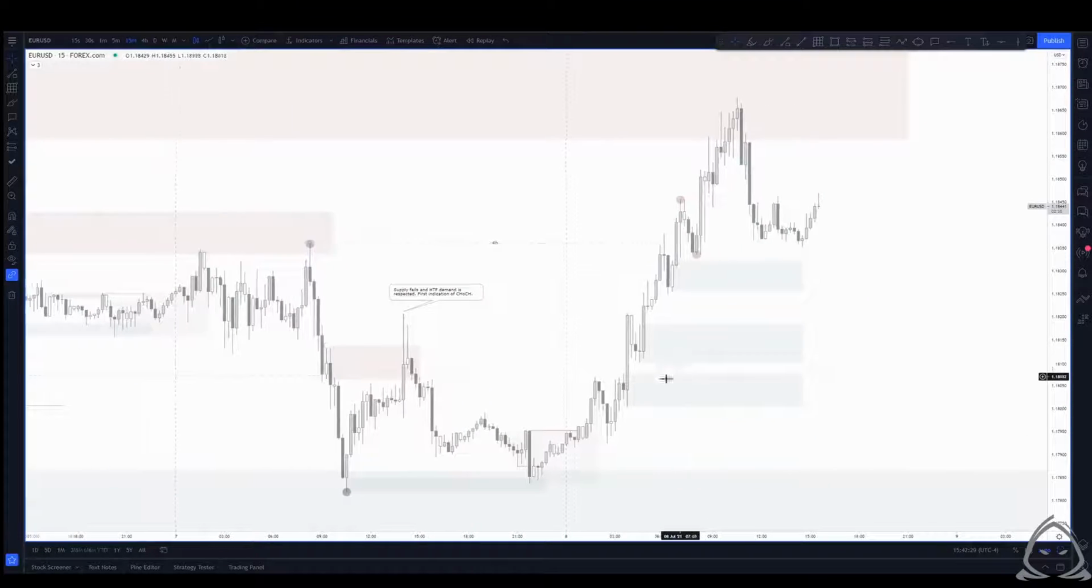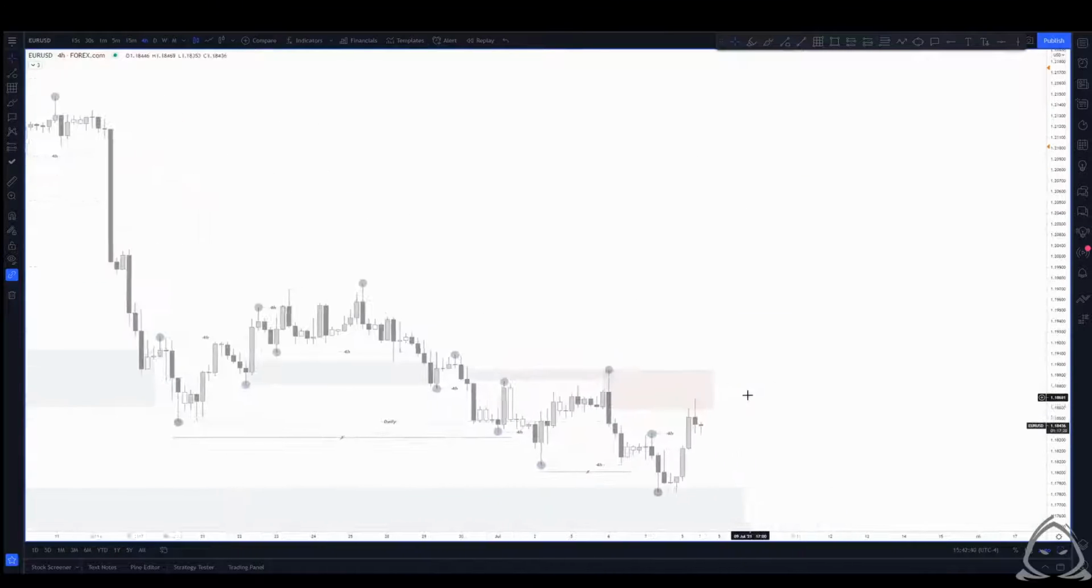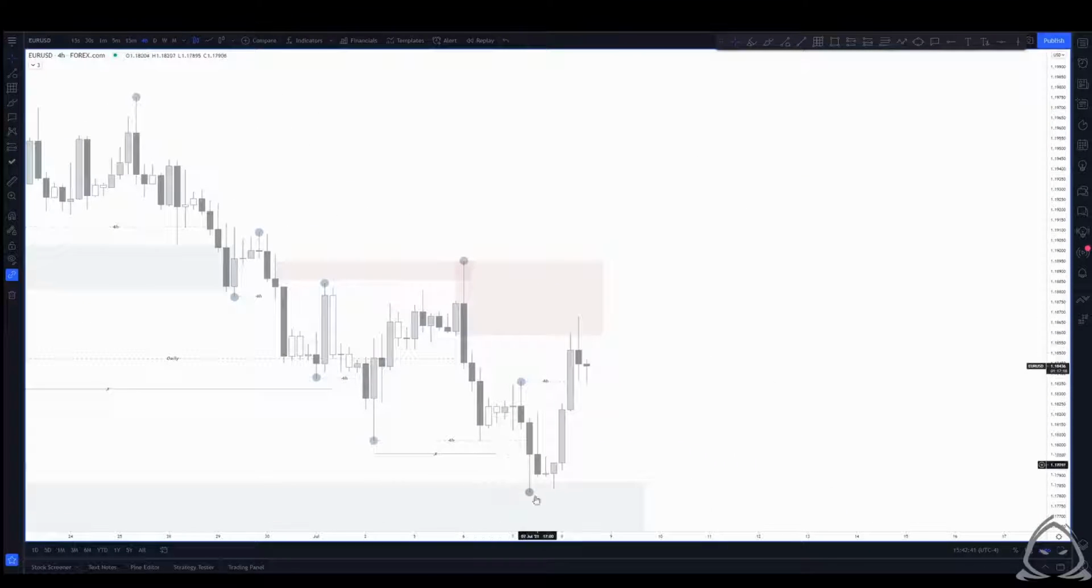We go to the 15-minute chart. We are now creating a series of higher highs and higher lows on the 15-minute chart. We are, of course, now reacting off of a 15-minute supply point. So if we just go back to the 4 hour, we can see that price broke structure here. This is a valid supply zone.